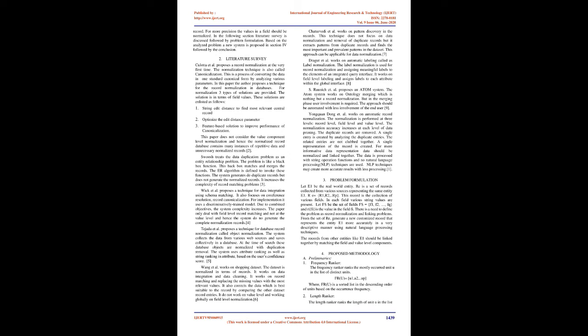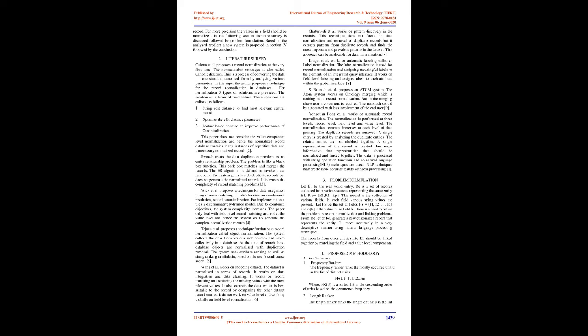7. Dragut et al. works on automatic labeling called label normalization. The label normalization is used for record normalization and assigning meaningful labels to the elements of an integrated query interface. It works on field-level labeling and assigns labels to each attribute within the global interface. 8. Alasoud et al. proposes an ATOM system. The ATOM system works on ontology merging, which is nothing but a record normalization. But in the merging phase user involvement is required. The approach should be automated with less involvement of the end user.